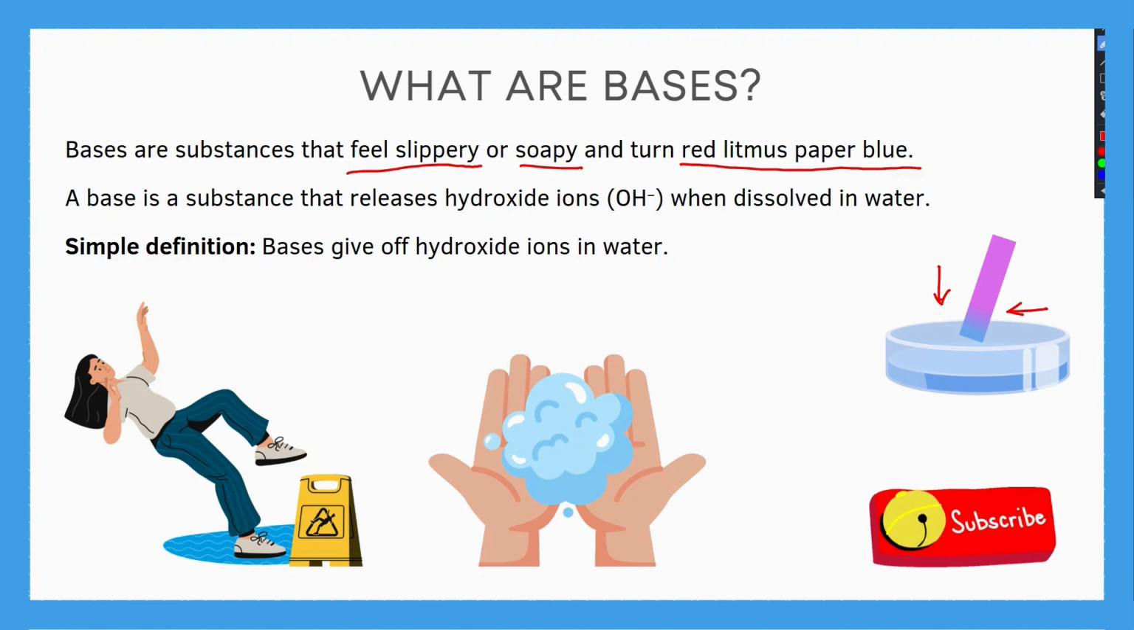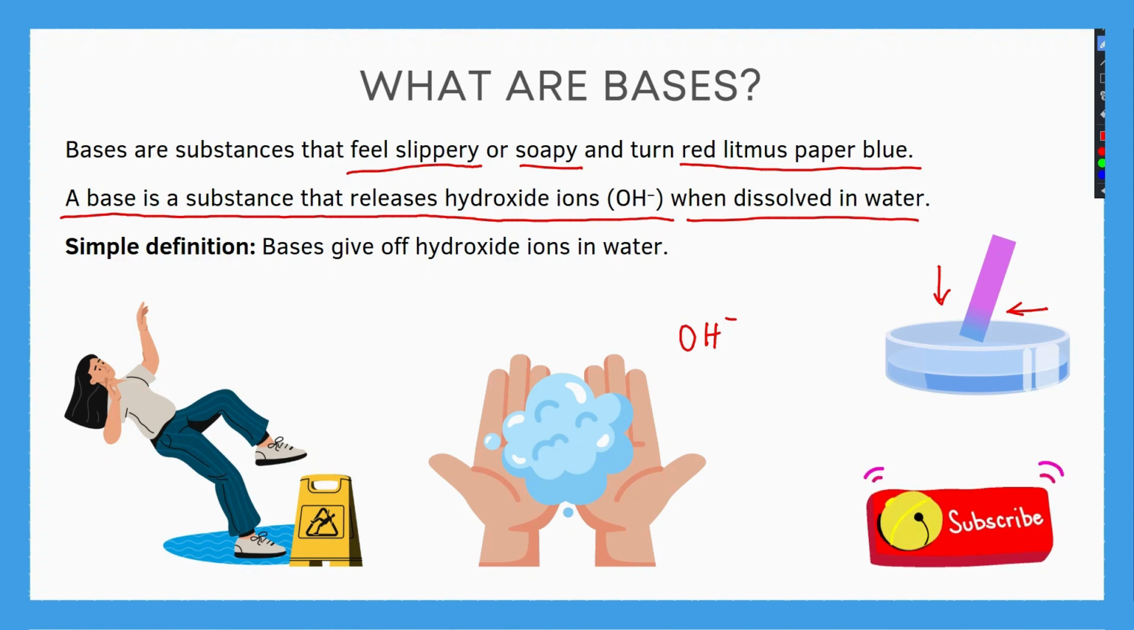Now that is what a layman would define a base to be, but in chemistry we define a base to be a substance that releases hydroxide ions, the OH minus ions, when it is dissolved in water. A very good example of a base is the popular base called sodium hydroxide. We use this to make soap. Here is a simple definition. Bases give off hydroxide ions when they are dissolved in water.